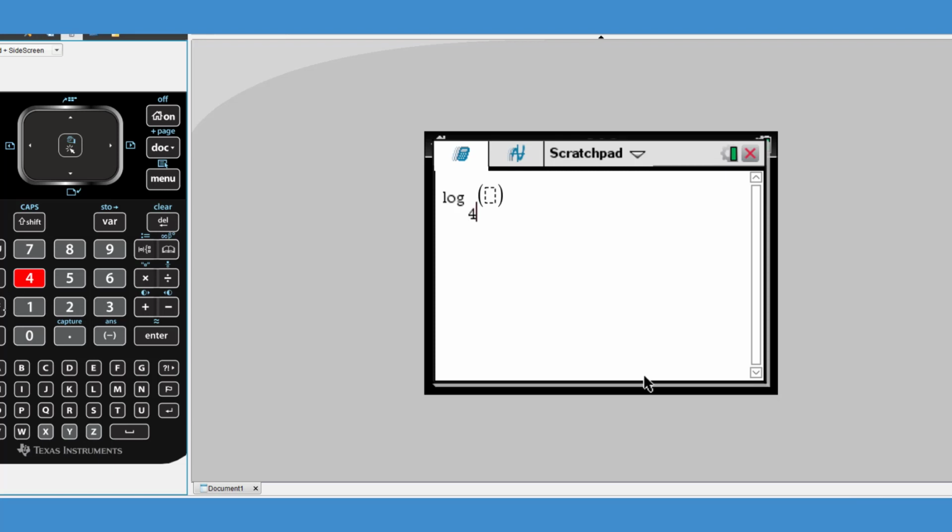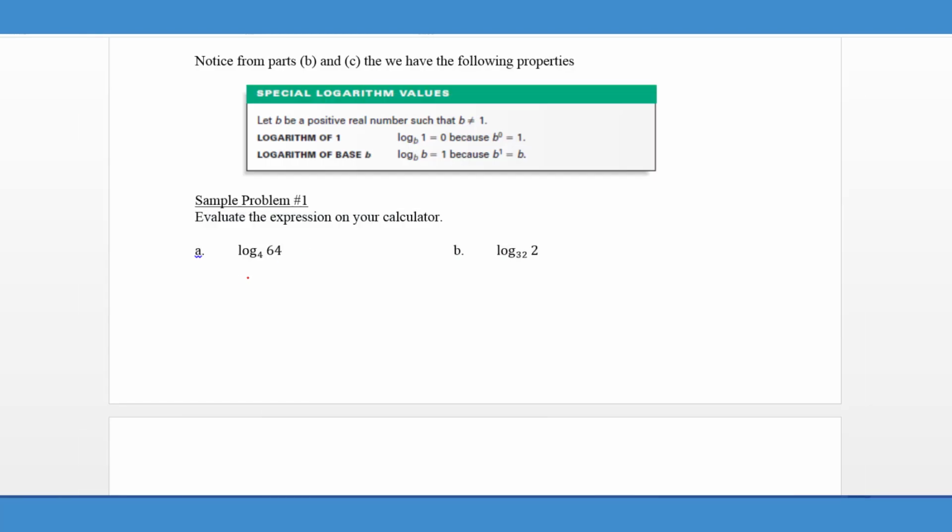So I'm going to hit 4, and then I'm going to tab over to the next part, and then I'm going to put 64. And if I hit enter, that'll be 3. So we know that this evaluates to 3. Another way that you could look at this, if you wanted to make it an equation, you could say, what would x equal if you had log base 4, 64? And you could say 4 to the x power is going to equal 64.